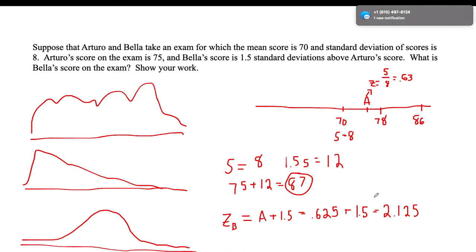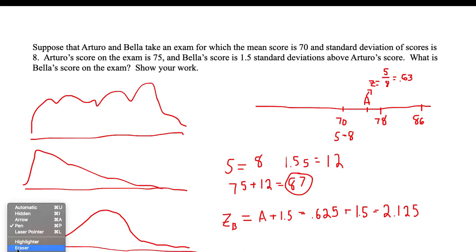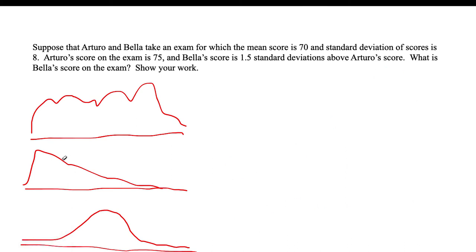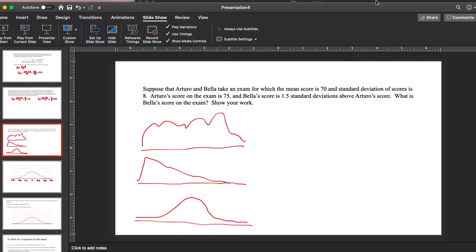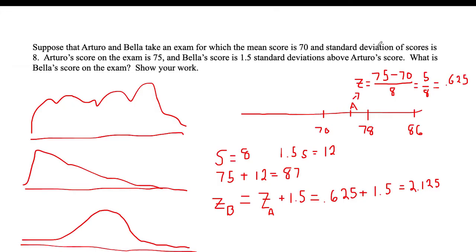How can we use this to find the 87? So again, let's go back to the z-score. I'm going to have to clear out some stuff. Hang on just a second. Let me figure out where all that work went. Okay, so here's the work back.